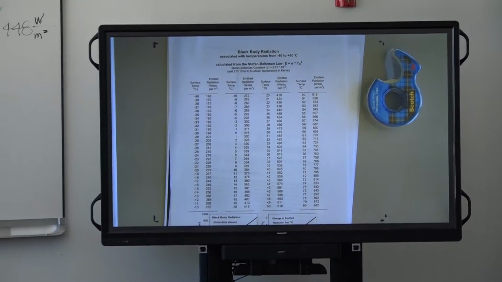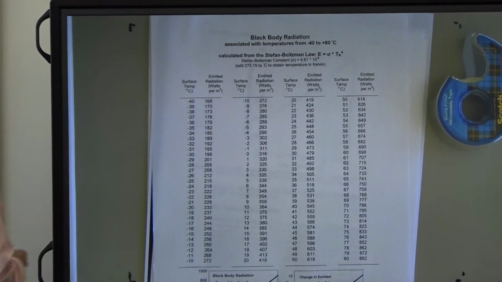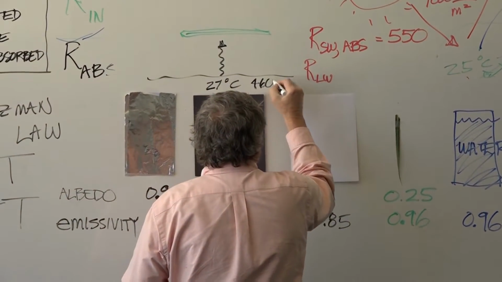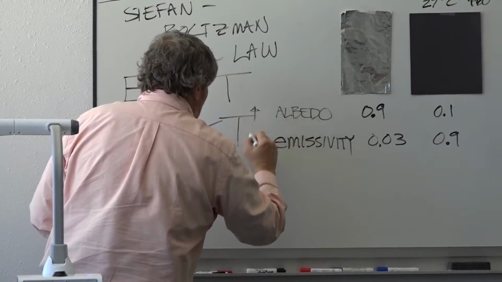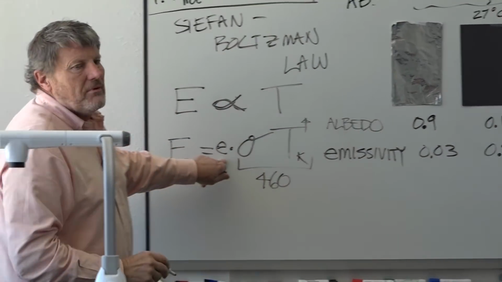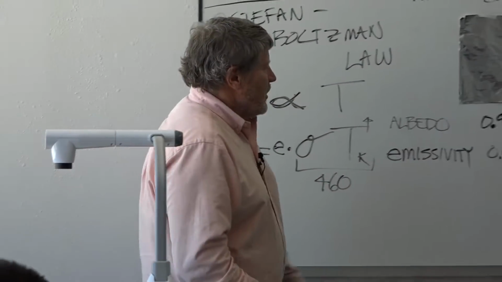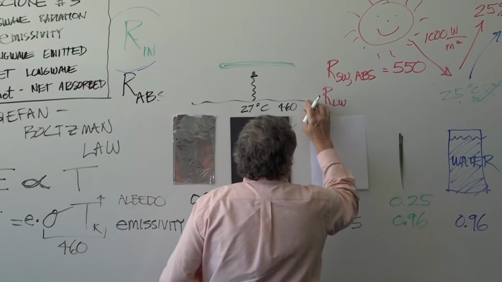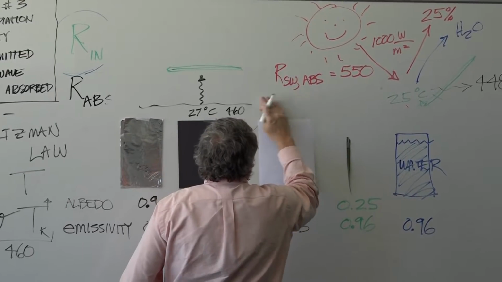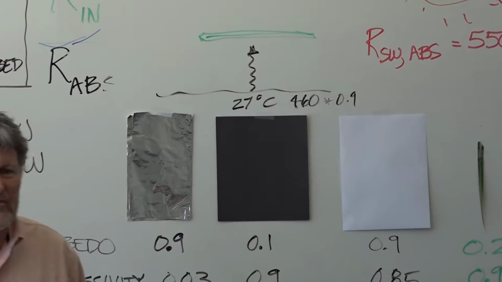Here we go. The ground's 27 degrees C, which is 300 Kelvin, so 460 for this part right here, 460 T to the 4th Kelvin. But we have to measure or assume an emissivity of the ground, and we're going to take, I don't have a lot of room, but you can see it here, times 0.9 for the emissivity of the ground.